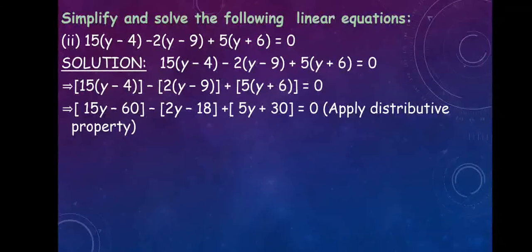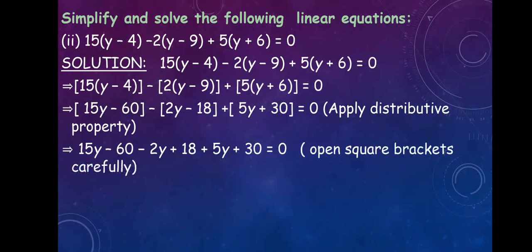Now I'll open the square brackets. Once I open the square bracket, you can see in the second expression there's a negative sign outside the square bracket, so the signs of the terms inside the bracket will get changed. The first bracket will be as it is, 15y minus 60, then minus 2y. The second term is negative, so it will become positive 18, plus 5y plus 30 equal to 0.